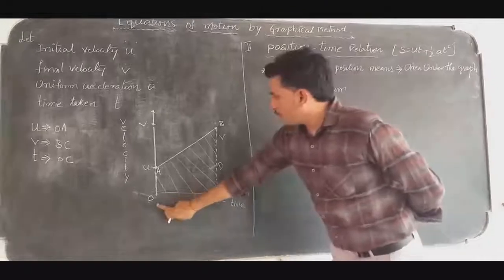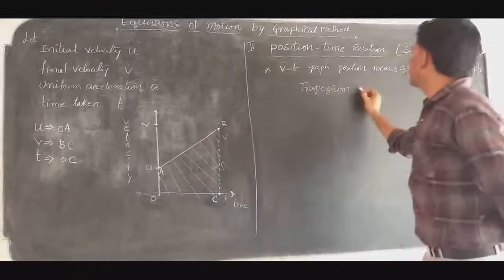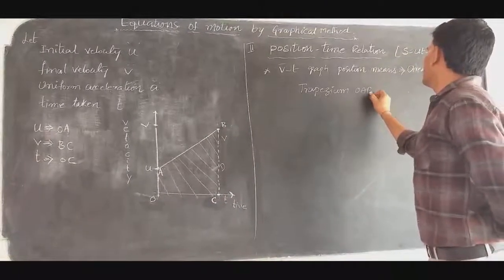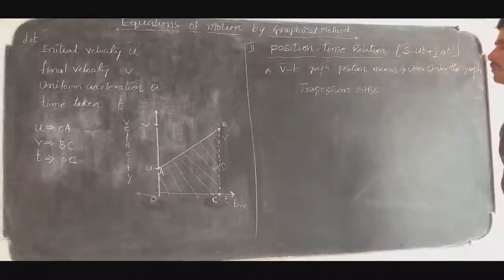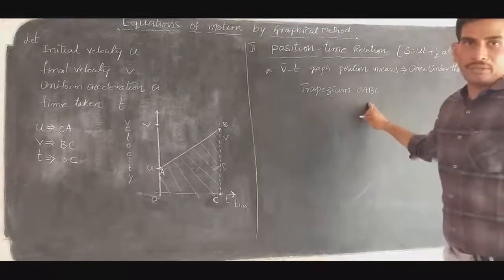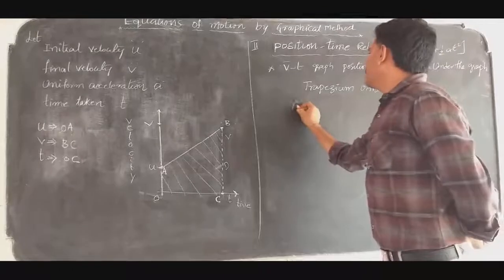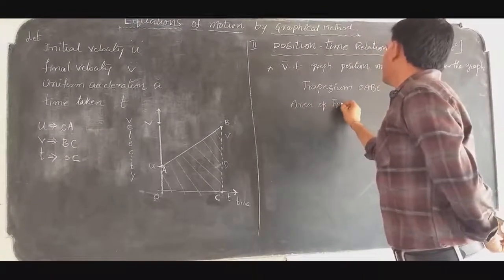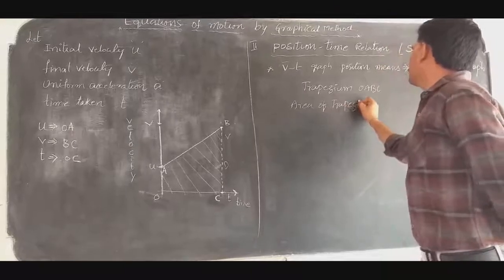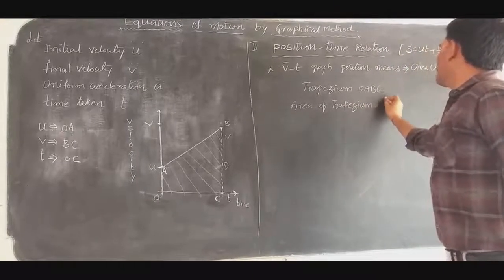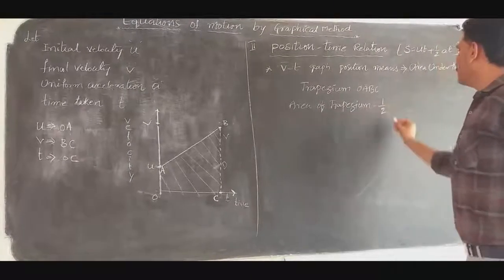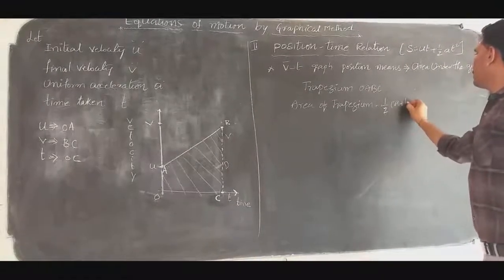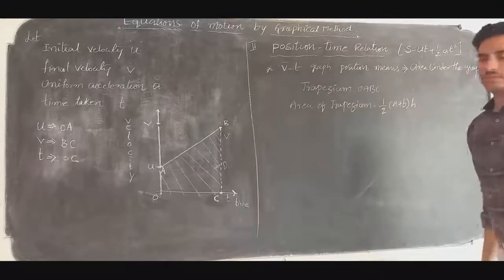Trapezium, what is that name? OABC. OABC. So we need to find the area of the trapezium. What is the area of trapezium formula? Can you remember? That is half into A plus B into H.